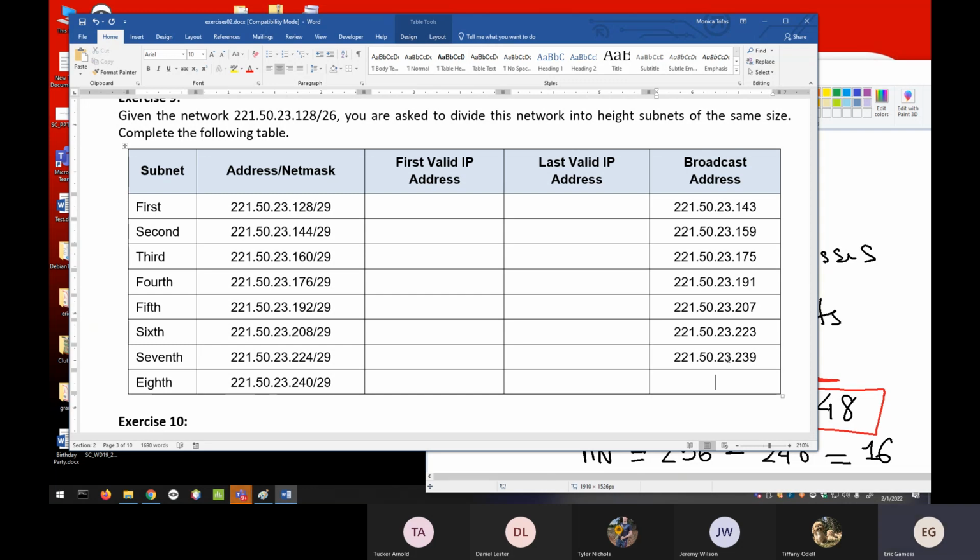Okay, how do I find this one? So look, 240 plus 16 will be what? 256. So which means that if I'm talking about the subnet that comes after this one, it will be which one? Let me write it here just to see. So 240 plus 16 will be 256.